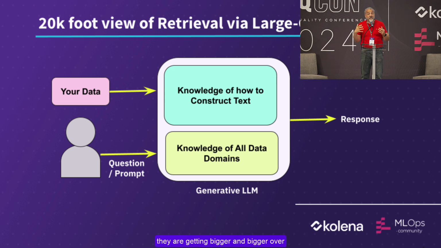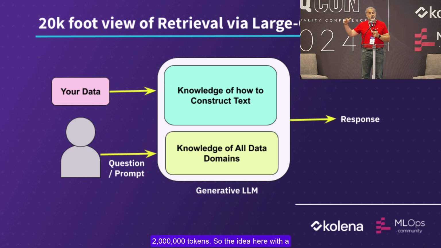And they are getting bigger and bigger over time. So I think Anthropic right now is at 200K tokens as the input, and Google is at 2 million tokens, which is really a very big context. You can fit like 6,000 pages in 2 million tokens.